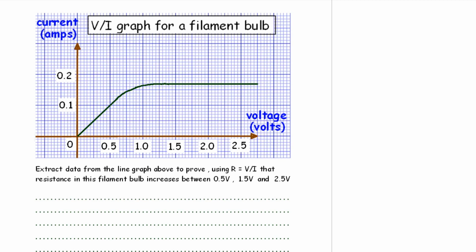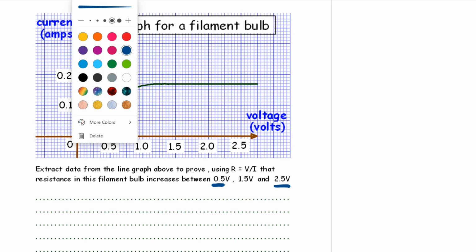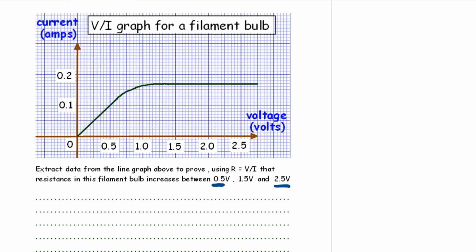Extract data from the line graph above to prove using R equals V over I that the resistance in this filament bulb increases from 0.5 to 2.5 volts. What you need to do here is calculate the resistance at those different values, and you could do that here. Resistance at 0.5 volts, resistance at 1.5 volts, resistance at 2.5 volts. You can work those out.